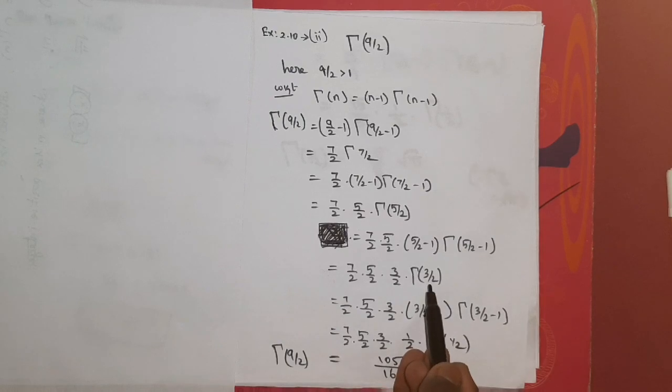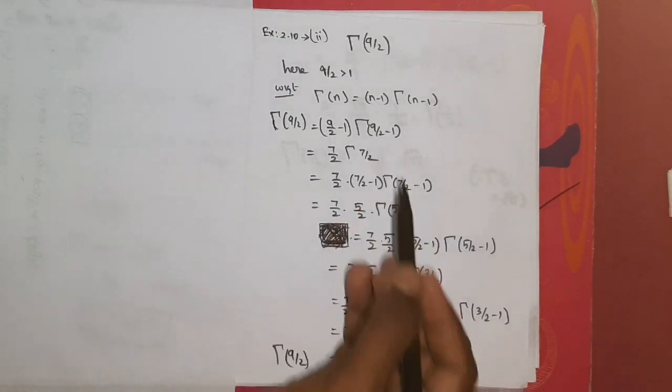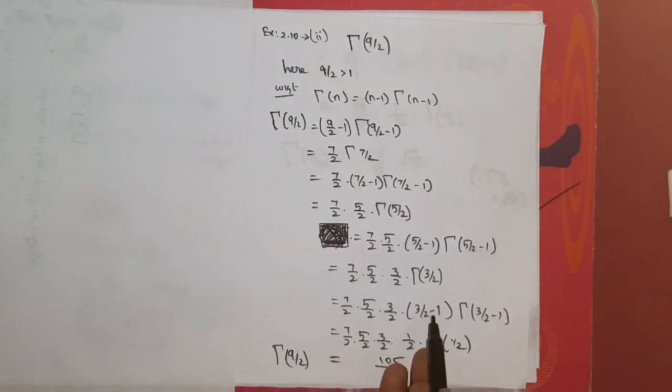Here now n equal to 3 by 2. Apply in the formula. So n minus 1, this is 3 by 2, gamma of 3 by 2. So when you solve this you get 1 by 2, and here also gamma of 1 by 2. Further you cannot solve, because we learnt the value for gamma of 1 by 2. What is it? Root pi.